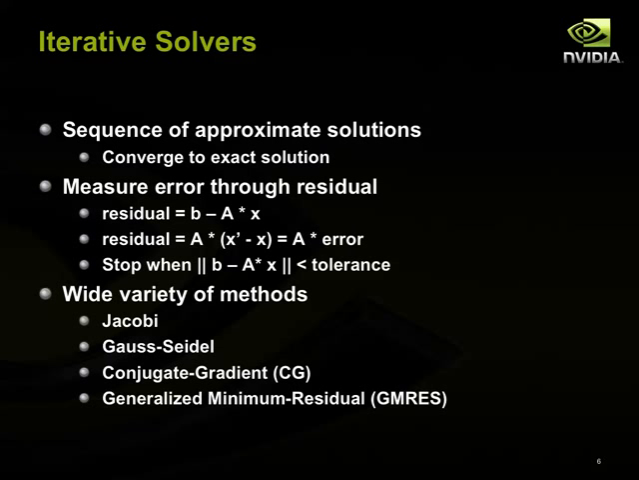There are a lot of different iterative methods. Some of the more common ones that you may be already familiar with are listed here: Jacobi, Gauss-Seidel, conjugate gradient we heard about last week. GMRes is another common one. We'll talk about these later in the week. I just wanted to throw out the names in case you had heard them before.